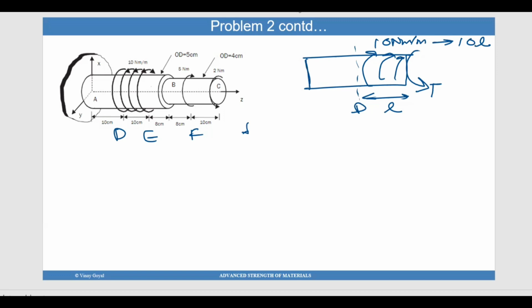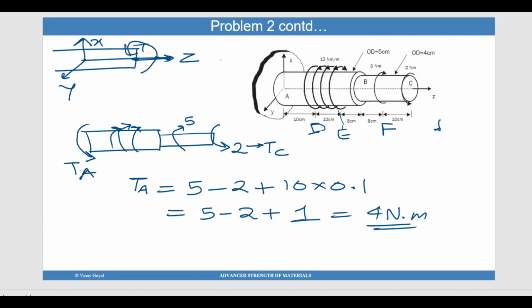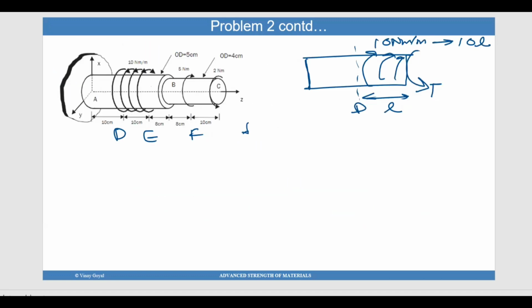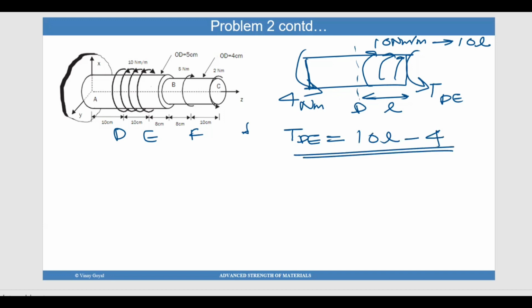L is the length, so that's 10L. And this torque I know, right? It's TA equals 4 Newton meters. So now I can find out what T is. TDE equals, by force balance, 10L minus 4. So this torque varies as you go from D to E. It's not the same, right? Because the amount of torque goes on increasing as you increase L, so it increases as you go from D to E.